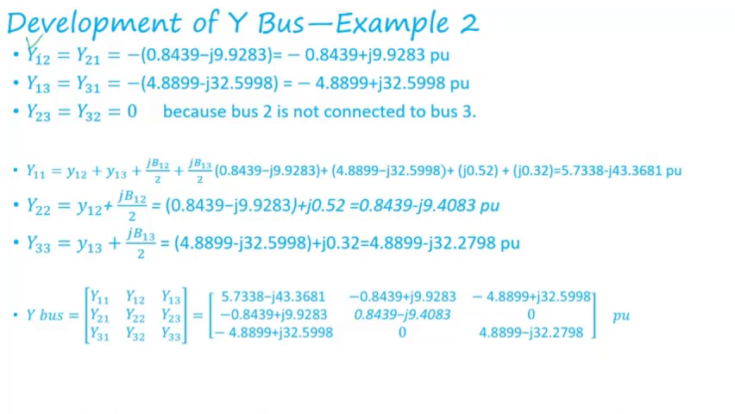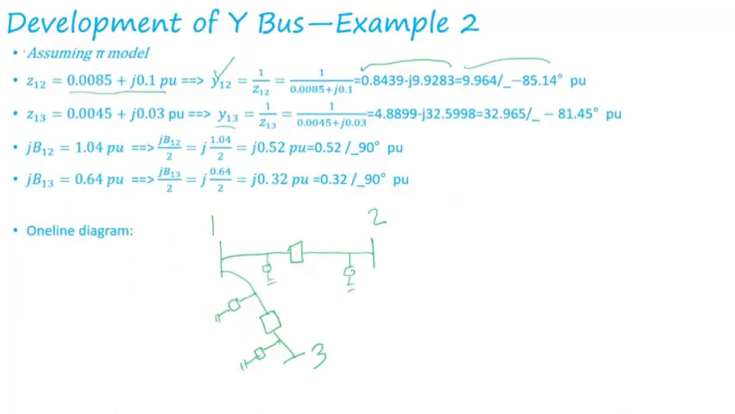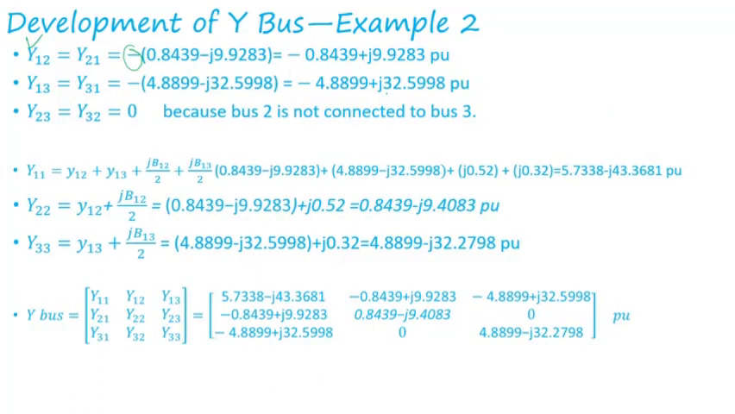I know from the two equations, y12 is equal to y21, because it's the same branch. This is an off diagonal, so I have to stick a minus sign. Then I need to put the admittance connected between bus 1 and 2. So if I go back here, here's y12, and here's the admittance. So that's what I'm doing here. I do the same thing for the admittance between bus 1 and 3.